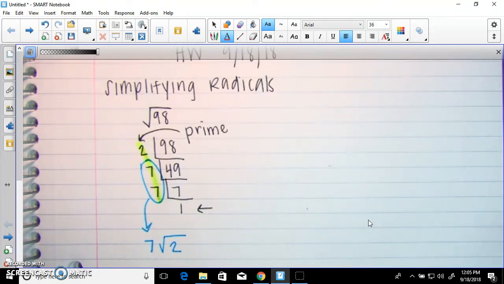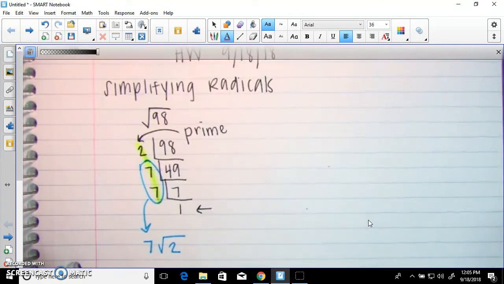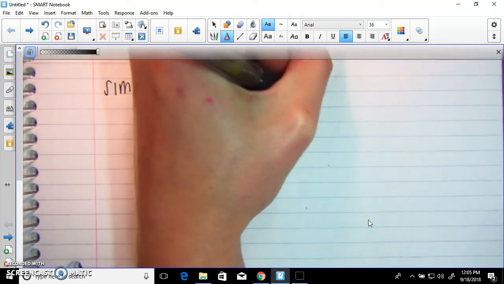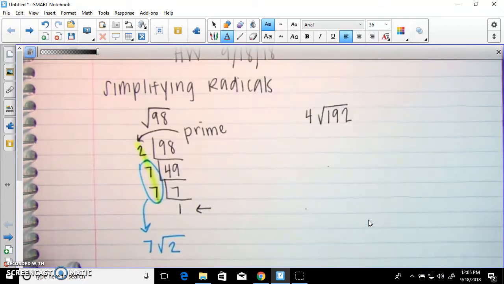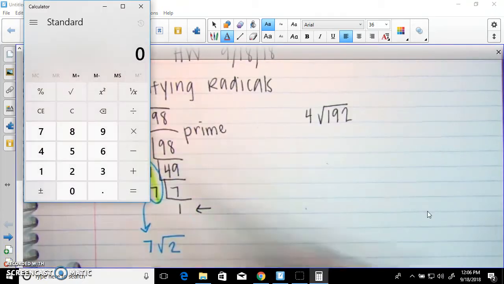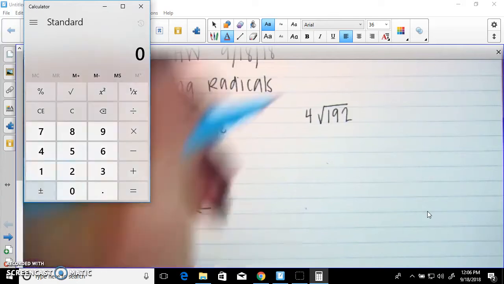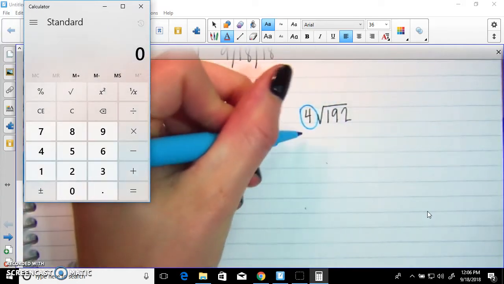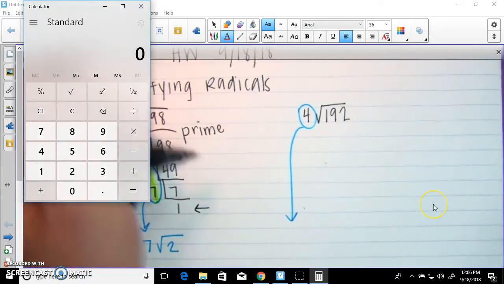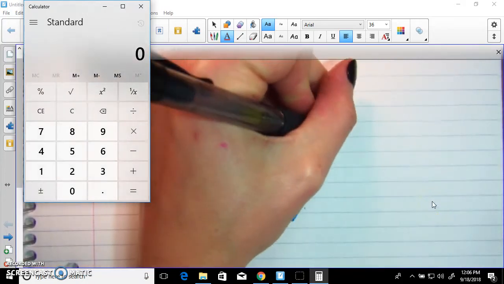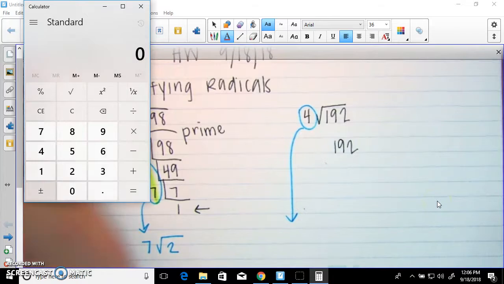Excellent. Okay, so let's see what happens when we have a square root with a number in front, a coefficient. So in this case, 4 square root of 192. All right, so this number out in front, 4, that's going to be important, and it's going to end up at the end of our simplified number, so we're just going to think about that for a little bit. We're going to take our 192, and we're going to do our upside down division.